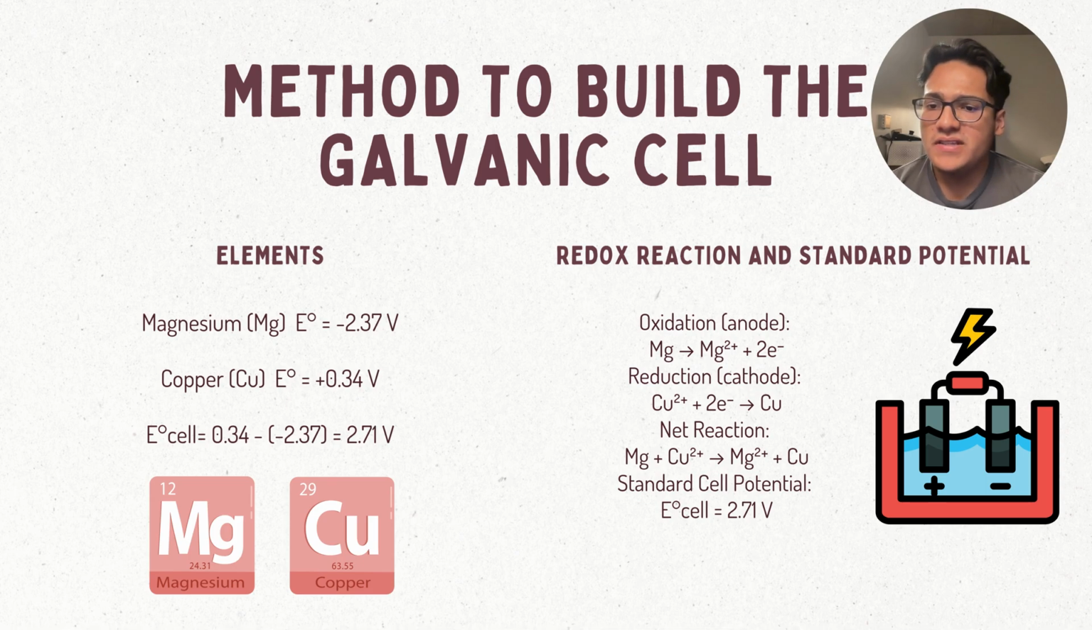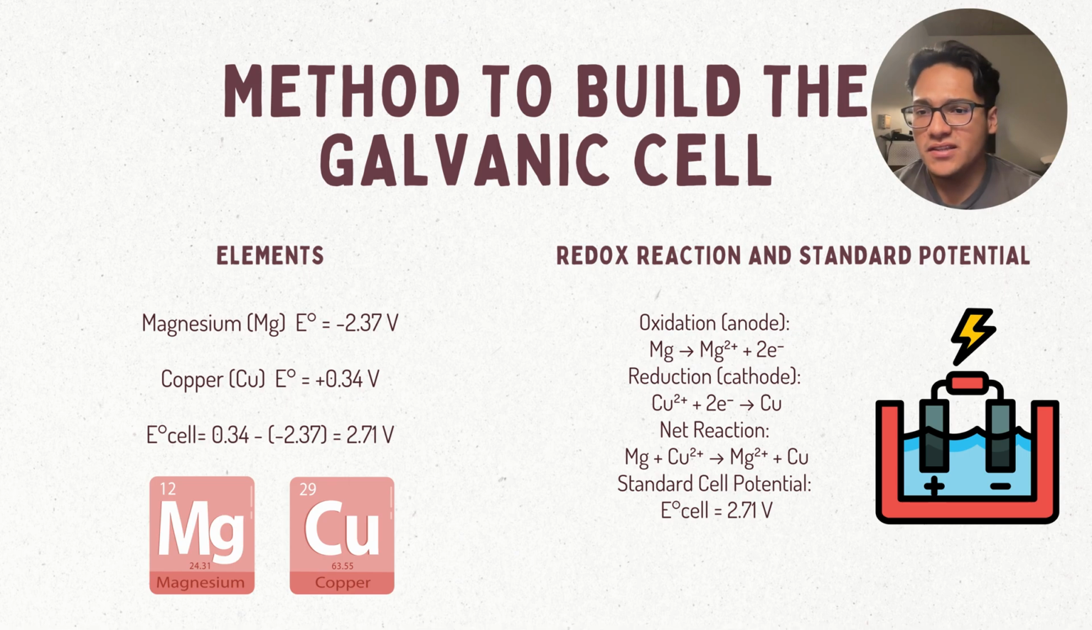The cell potential is calculated by subtracting the anode's value from the cathode's value. So 0.34 minus negative 2.37 gives us 2.71 volts. This means that under standard conditions, our cell should produce around 2.71 volts.